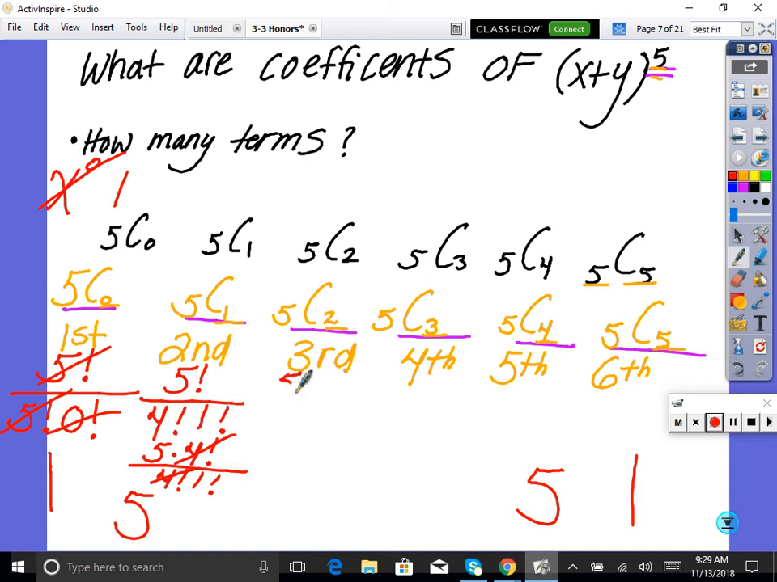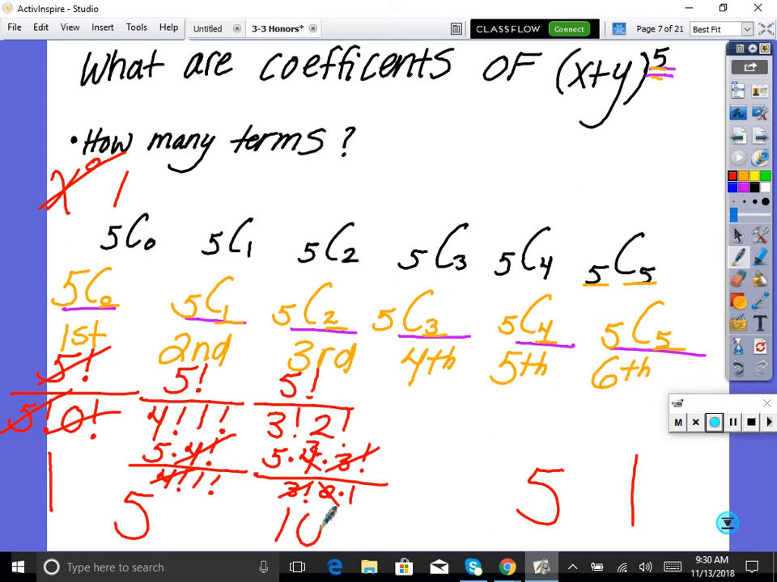5 choose 2, that would be 5 factorial divided by 5 minus 2, 3 factorial, times 2 factorial. So to calculate that, I would do 5 times 4 times 3 factorial. I'm going to stop there because I have a 3 factorial on the bottom that divides out. And then don't I have 2 times 1, because I have 2 factorial? So then look, 4 and 2 divide out to be 2 on top. So 5 times 2 is 10. So if this one's 10, this one's 10. That's how we get our coefficients: 1, 5, 10, 10, 5, 1. There are our coefficients, the number in front of the variable from our binomial theorem.